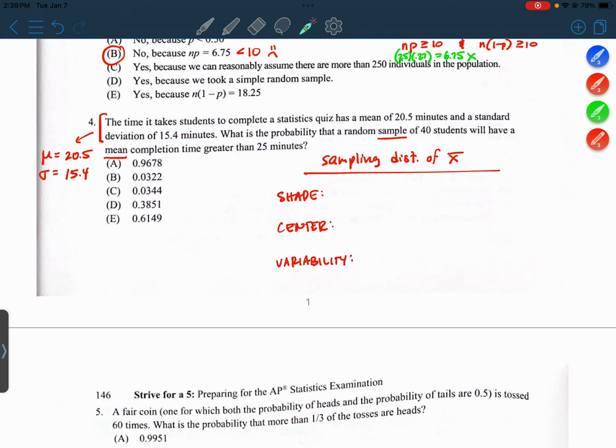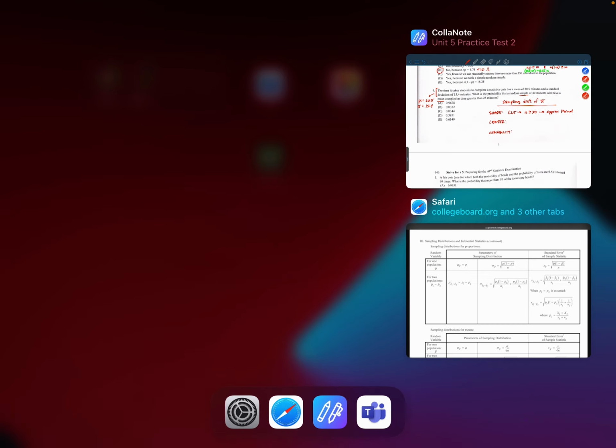Now, shape seems like it's a tough question because nowhere in the prompt does it mention anything about shape. Is it skewed right? Is it skewed left? Is it symmetric or normal? But it does tell us that the sample size is 40. And that's good because the central limit theorem tells us that if our sample size is at least 30, which it is in this case, then the sampling distribution will be approximately normal. All right, so we've determined what the shape's going to be. Now the center and the variability.